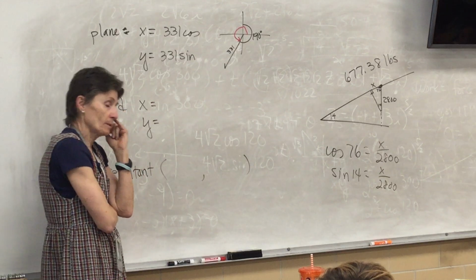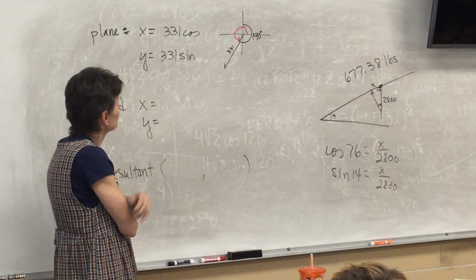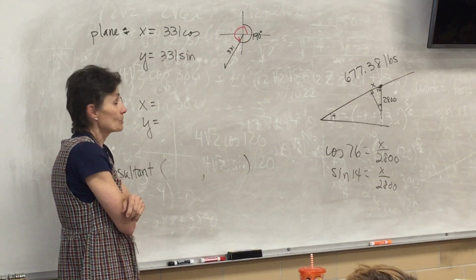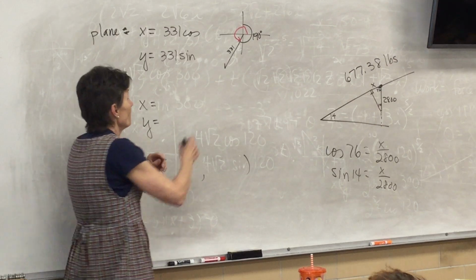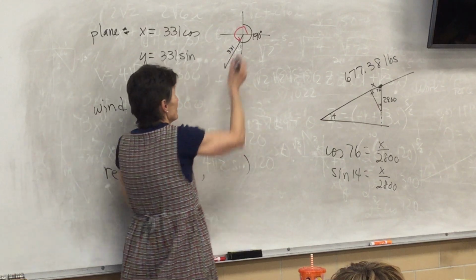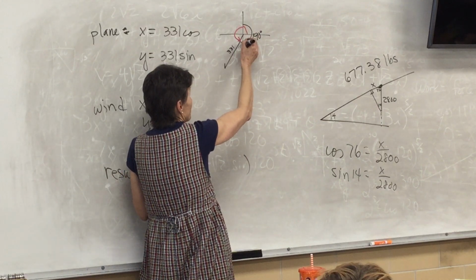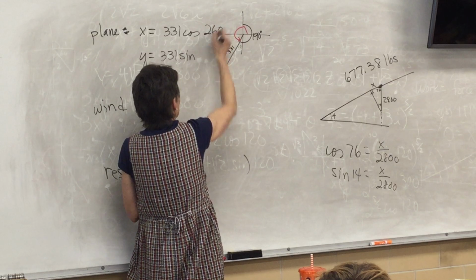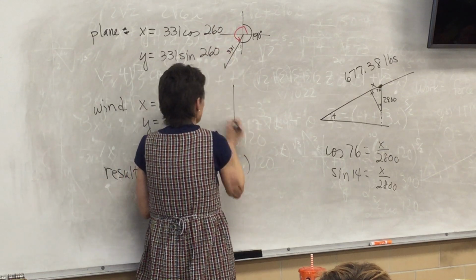So what do you think? What's that red angle going to be? 260? Remember, if that's 190, this would be 10 right here. So all the way around to here would be 270, but we only went 260. Perfect.